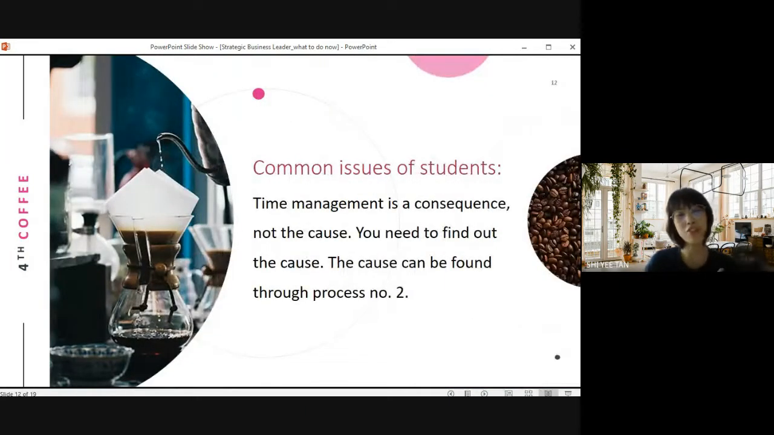Now, some common issues of students include the below that I'm going to tell you. A lot of times students will tell me I have a time management issue. But to me, time management is not an issue. It is a consequence. It must be because of something that causes you to be unable to manage your time well. So time management to me is a consequence, not the cause. You need to find out the cause. And through my study plan just now, especially in process number 2, you can detect what is the cause that causes you to have a time management issue.